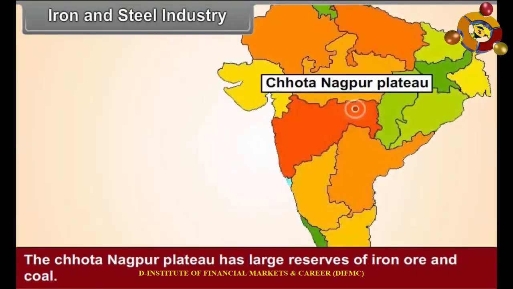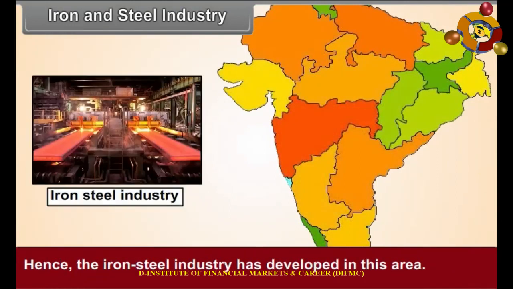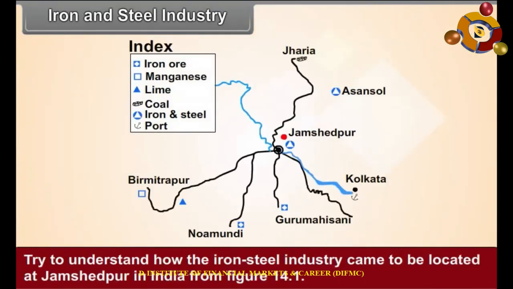The Chota Nagpur Plateau has large-scale reservoirs of iron ore and coal. Hence, the iron steel industry has developed in this area. Try to understand how the iron steel industry came to be located at Jamshedpur in India from figure 14.1.